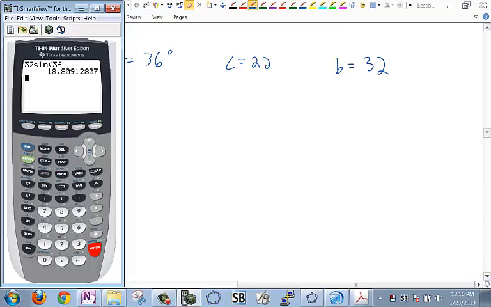18.80912807. If the opposite side were that in length, this would be one solution. Specifically, it would be a perfect right triangle. If the opposite side is shorter than this, how many solutions? Zero. If the opposite side is between this number and 32, how many solutions will there be? Two, which is exactly the scenario we have right here.